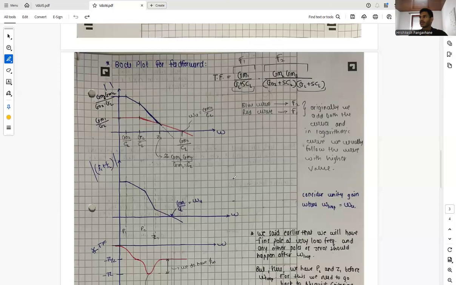Now, originally we had both the curves in logarithmic, and in a logarithmic curve we usually follow the curve with the higher value.